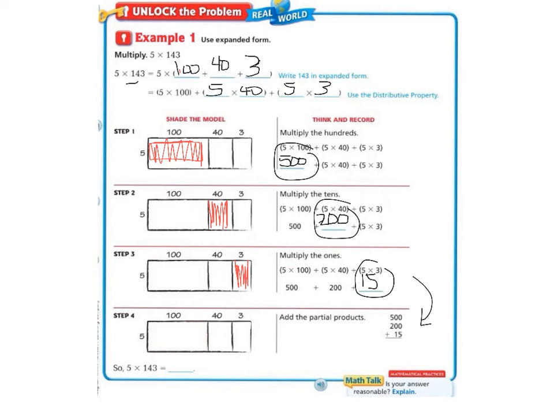So now we add all those products together. 0 plus 0 plus 5 is 5. 0 plus 0 plus 1 is 1. And 5 plus 2 is 7. So if I multiply 143 times 5, my answer is 715.